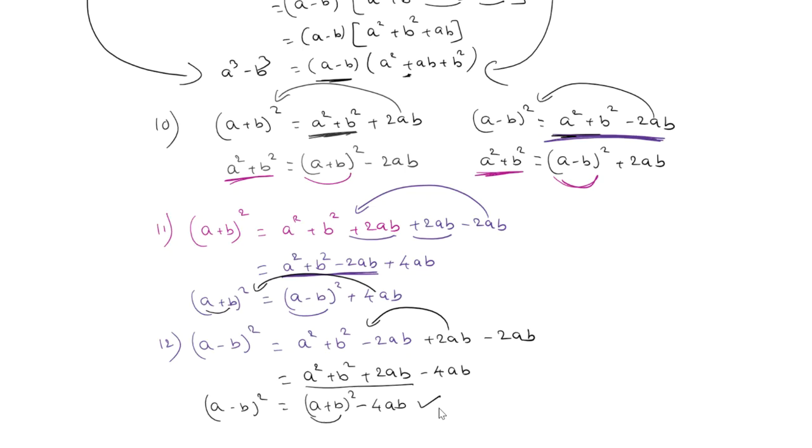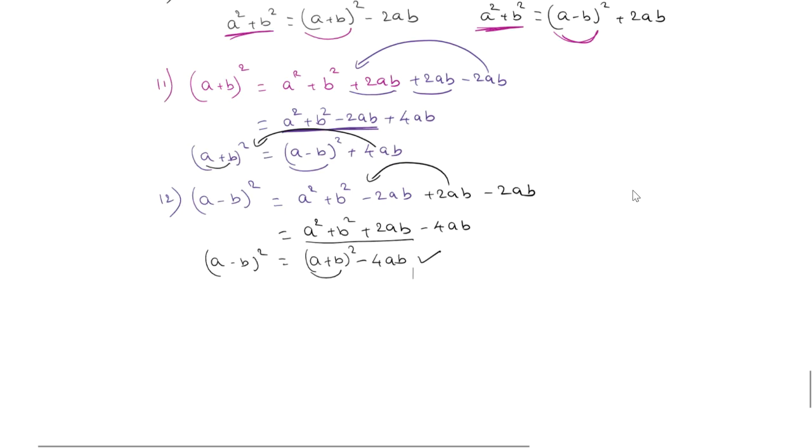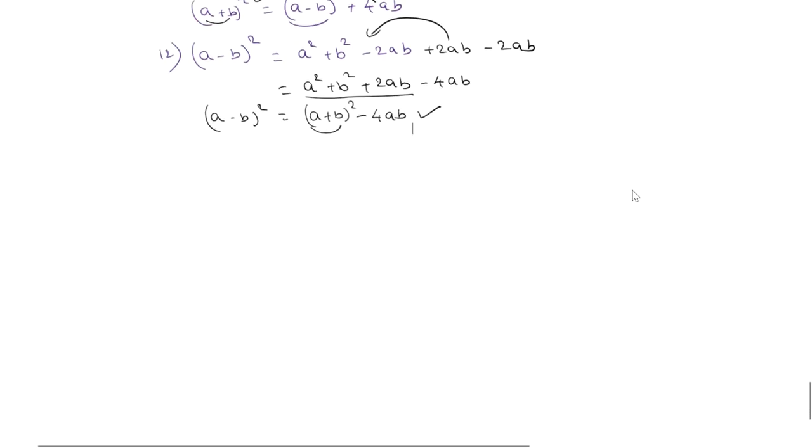Similarly, a minus b in terms of a plus b. Whichever formula we require, we will use it at that time. So this is your formula number 12. Next I am going for formula number 13, which is your (a + b + c) whole square formula.